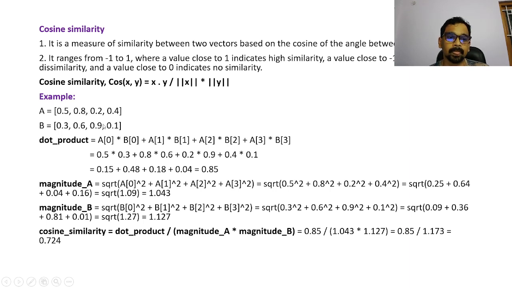This is the dot product, and the magnitude is nothing but the square root of the sum of the squares of each individual element. So the sum of squares means 0.5 squared plus 0.8 squared plus 0.2 squared plus 0.4 squared, and you have to take the square root of that. This is the magnitude of A. In a similar way, we calculate the magnitude of B, and the cosine similarity is the dot product of A and B divided by the magnitude of A times the magnitude of B. Here in this example, the cosine similarity is 0.724, which is closer to 1. So we can say the two vectors A and B are similar to each other.